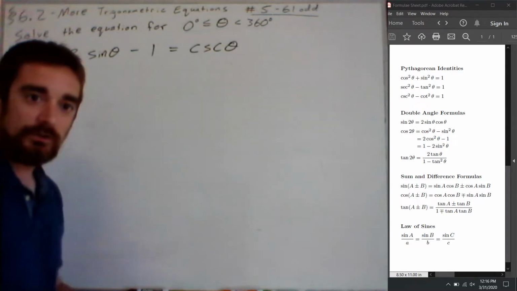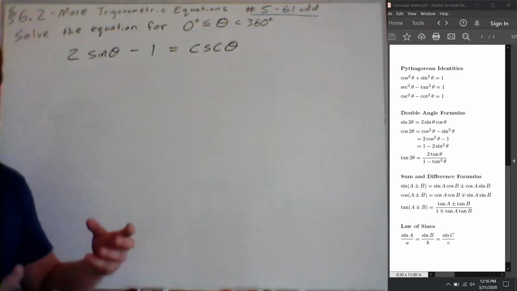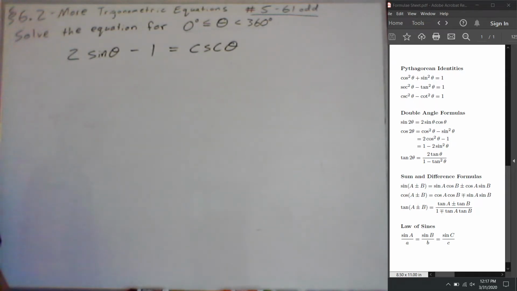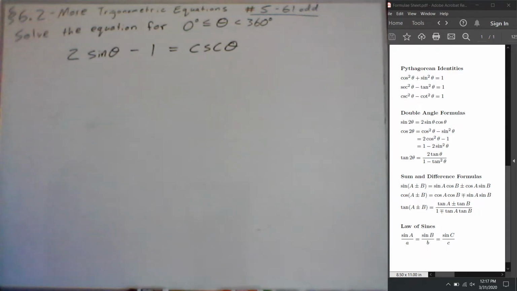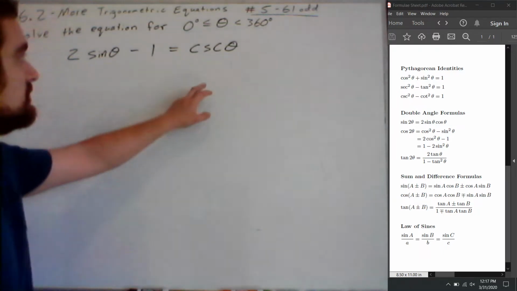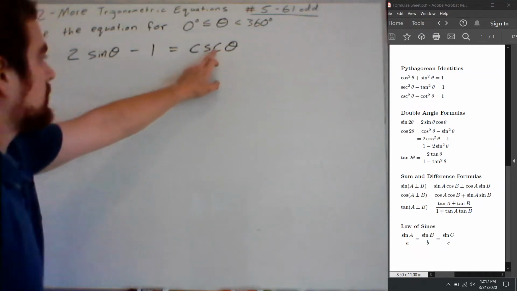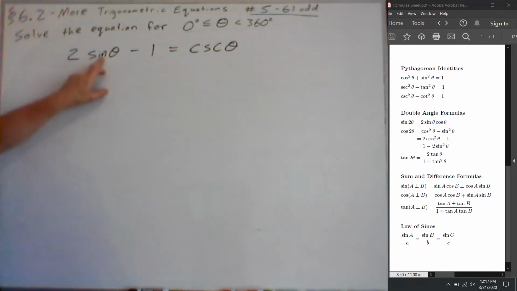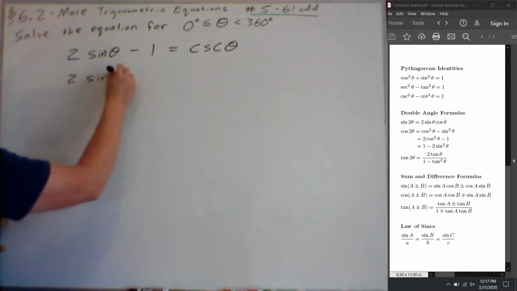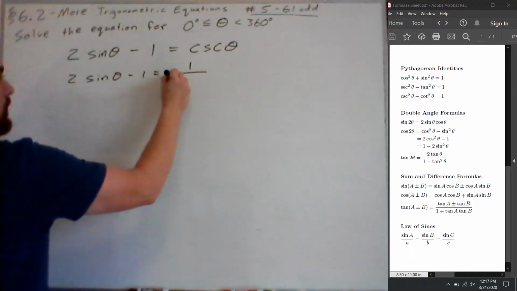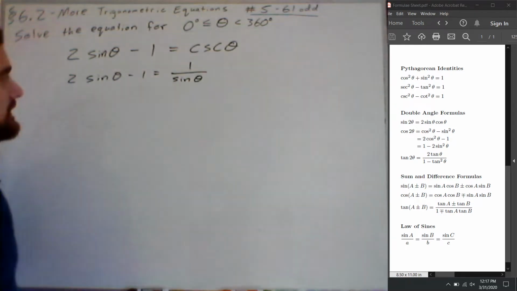Okay, again, looking a little trickier because this one's got a mixture of sine of theta on one side. The other side's not 0 or something simple like that. It's actually a whole other trig function, cosecant of theta. But again, just remember that cosecant of theta is the reciprocal of sine of theta. And that should lead you to try something like rewriting it first as 1 over sine of theta on the right-hand side.